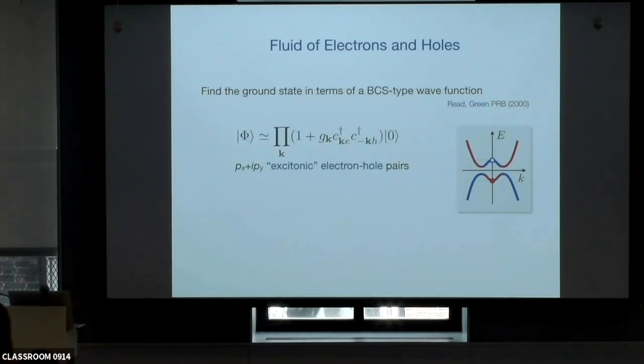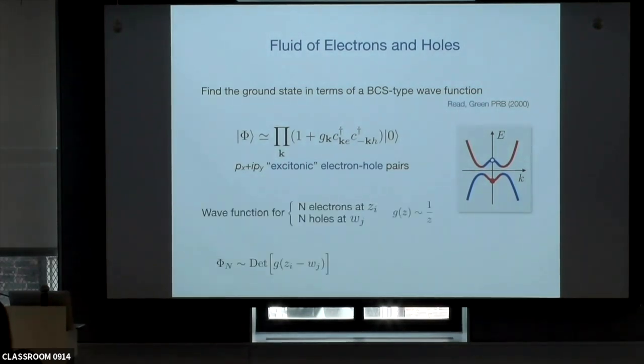And what I would like to do is get to a wave function. So in order to do that, you can invoke the work done by Read and Green, where they formulated a ground state wave function, in their case for a p+ip superconductor, and for this case here, in terms of a BCS wave function. So then you just obtain this BCS form where now this g of k encodes the angular momentum. So in the case of L equals 1, it describes this p+ip excitonic type pairing of electron and hole pairs.